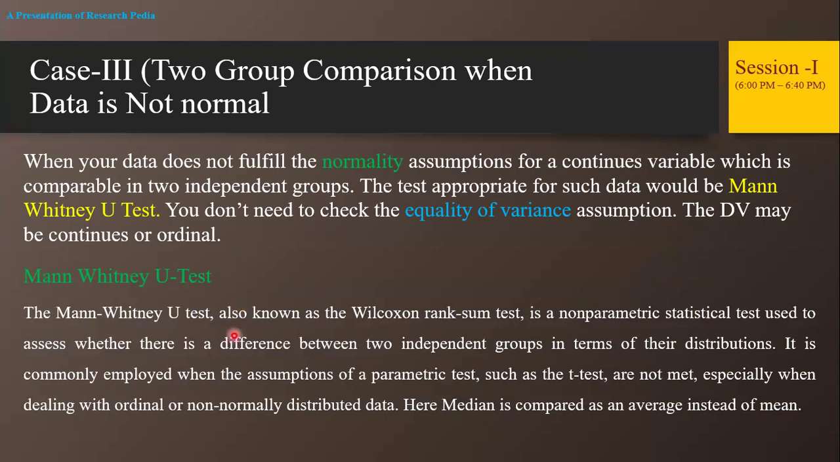The Mann-Whitney U test, also known as Wilcoxon ranked sum test, is a non-parametric statistical test used to assess whether there is a difference between two independent groups in terms of their distribution. It is commonly employed when the assumptions of a parametric test such as the t-test are not met, especially when dealing with ordinal or not normally distributed data. Here, median is compared as average instead of mean.